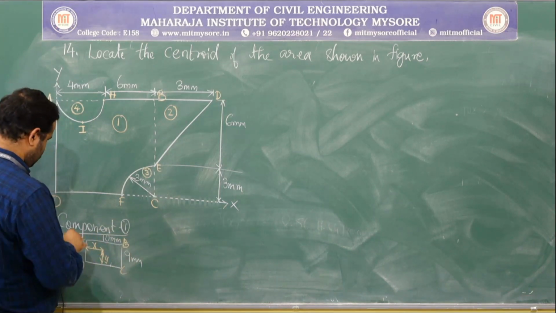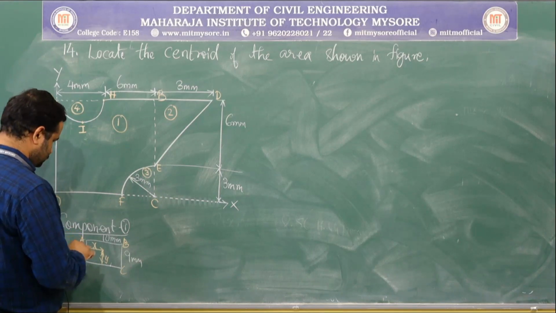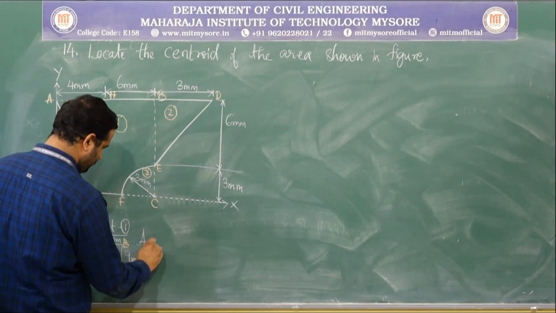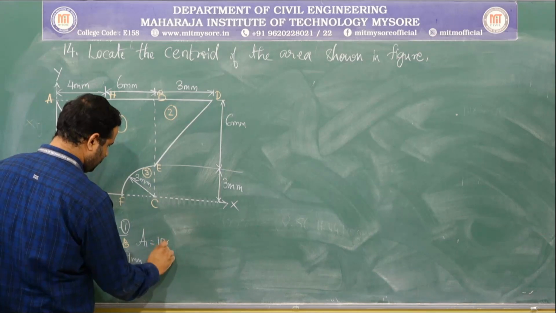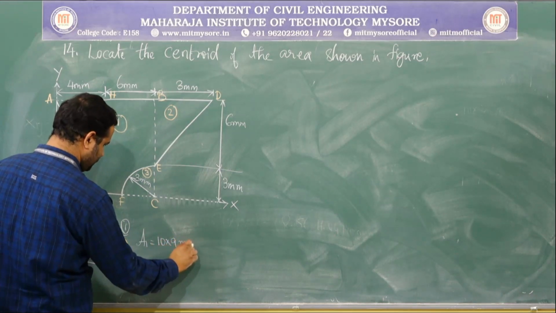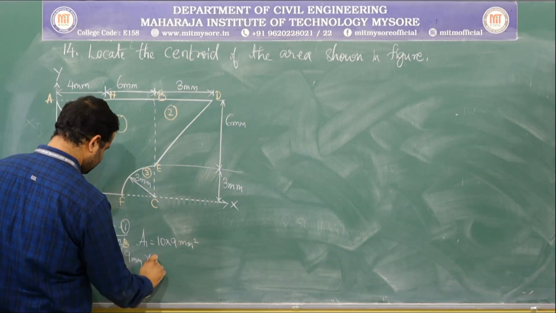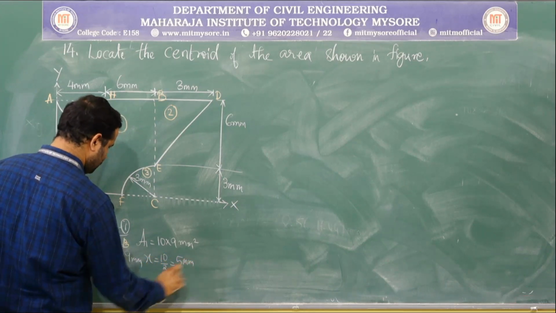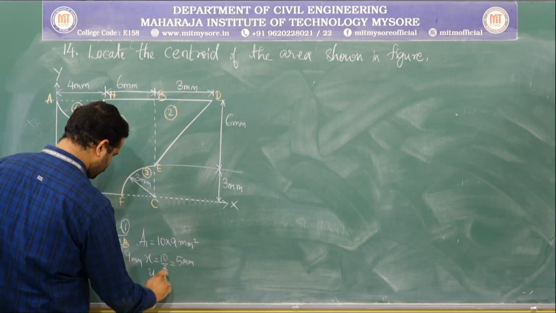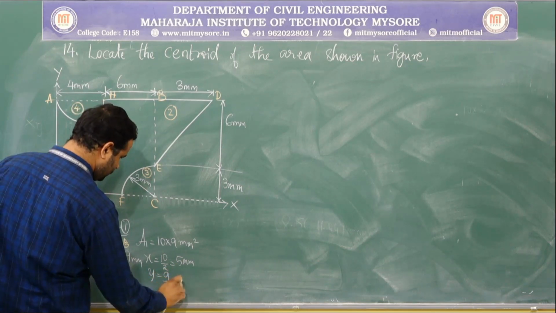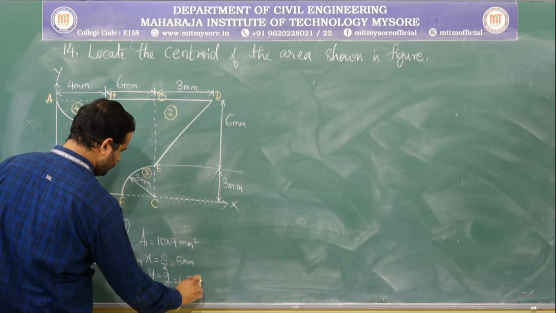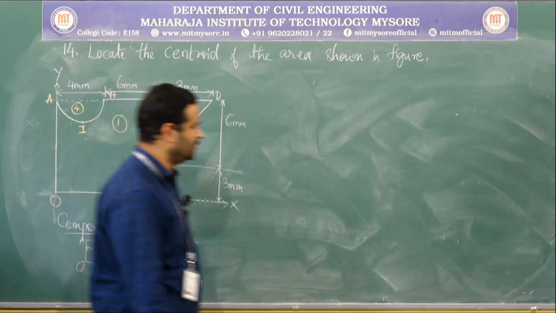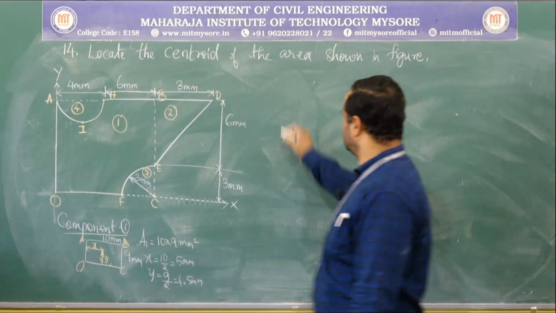Center, and try to measure its individual x and y. Okay. So, A1 will be equal to 10 into 9 mm square, x is equal to 10 by 2 is equal to 5 mm, y is equal to 9 by 2 is equal to 4.5 mm. This is component 1. Similarly, we shall write component 2.